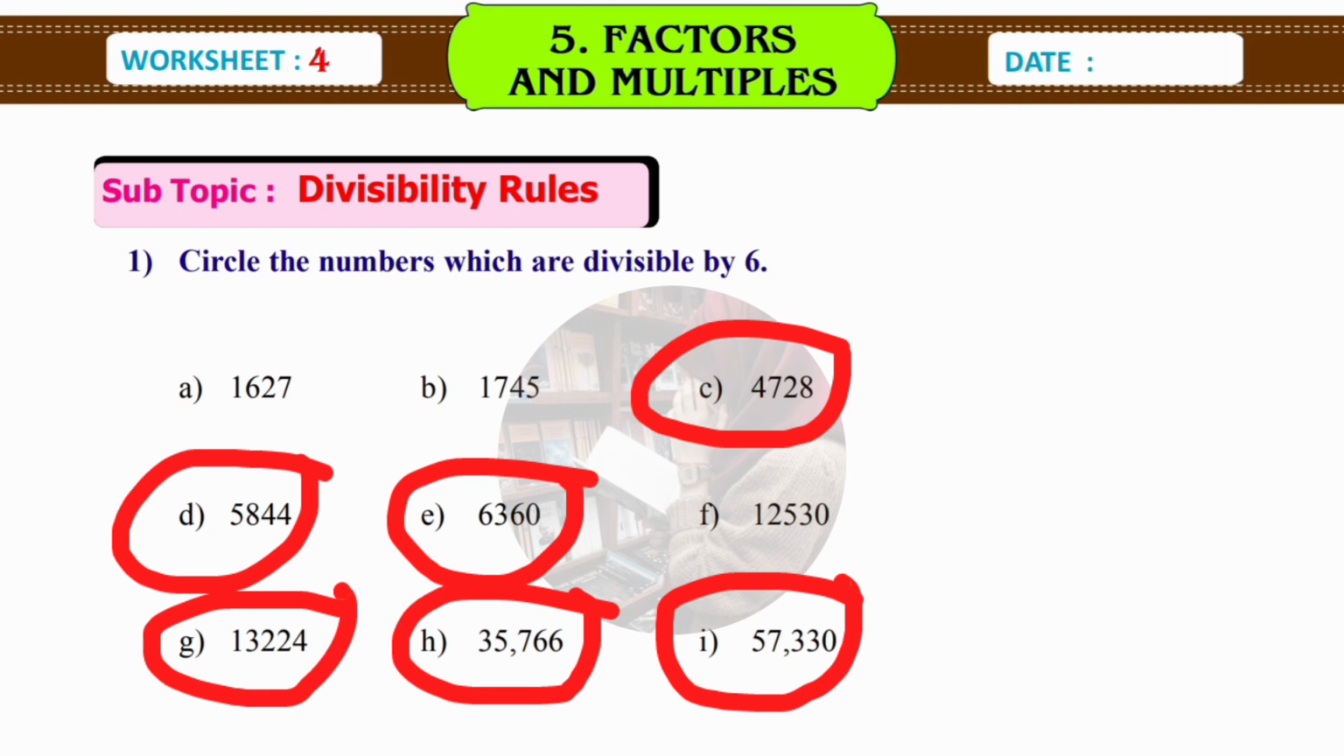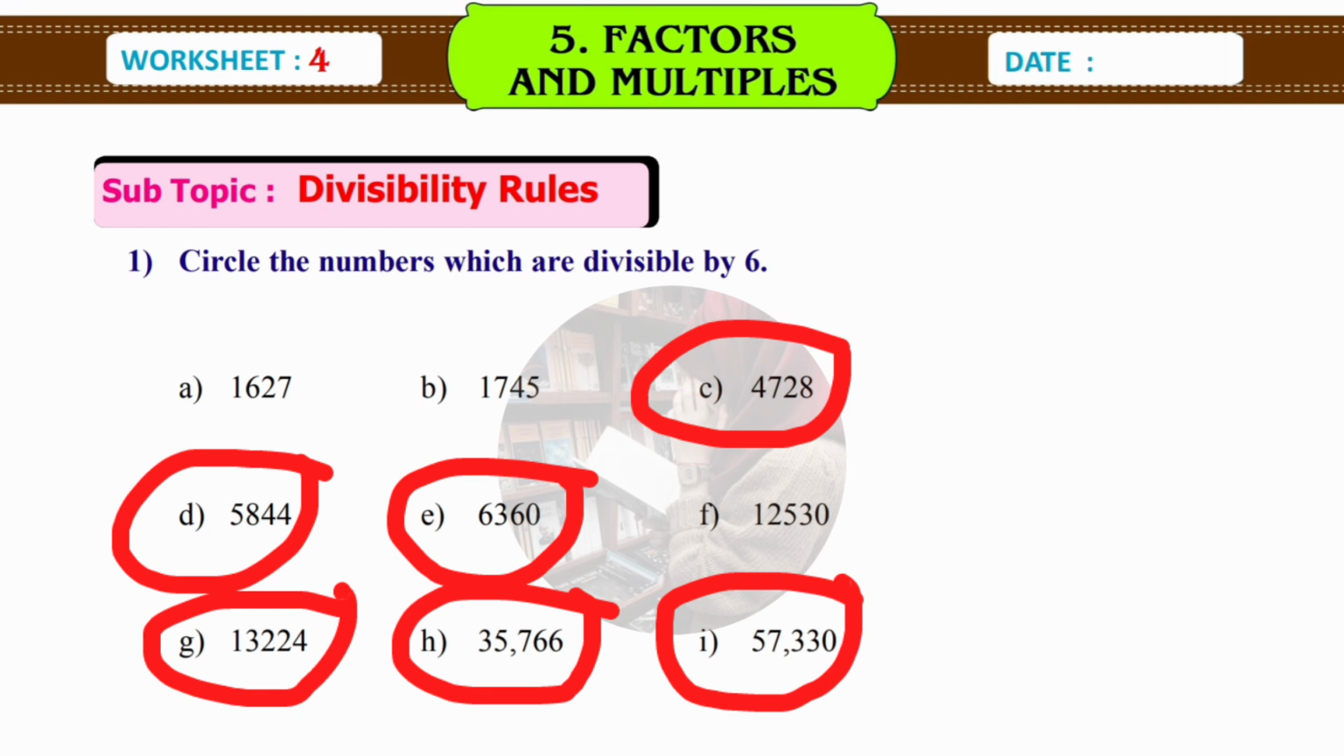Next number, 1745. Last digit is 5, which is an odd number. So it is not divisible by 2, and not by 3 also. So the given number is not divisible by 6. That's why don't circle that. Next number is 4728. As we have 8 in the last digit, it is definitely divisible by 2. If we check again, it is definitely divisible by 3 also. As the given number is divisible by both 2 and 3, this is divisible by 6 also. That's why circle it.